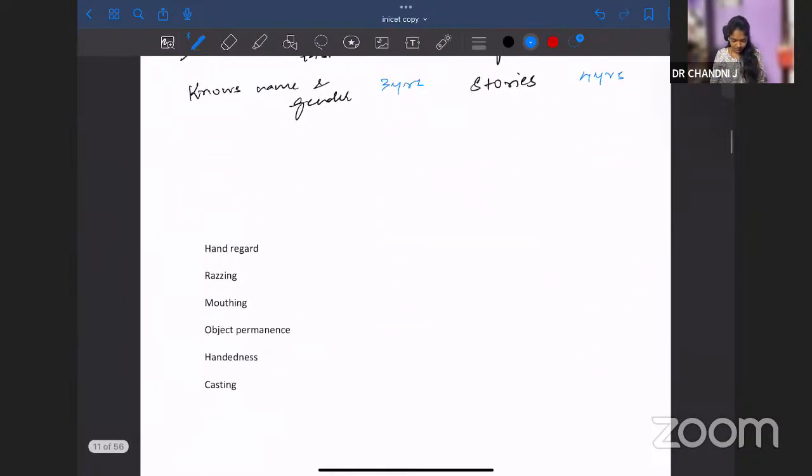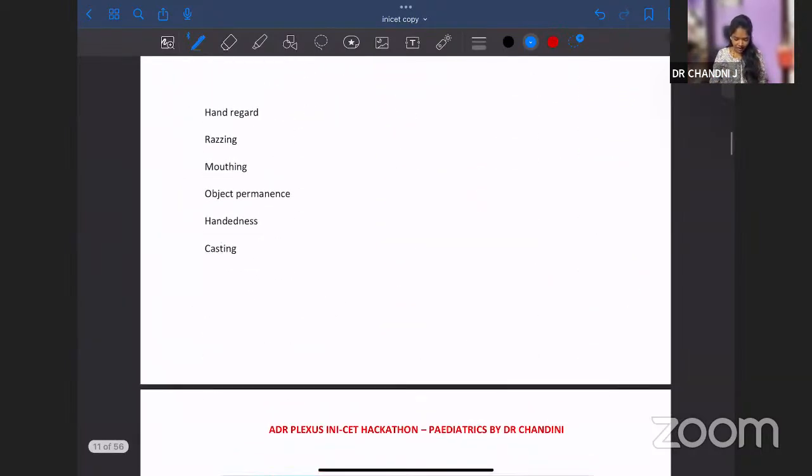Coming to hand regard, what is hand regard? The child will know that it has fingers and hands, and will start staring at its own fingers. That is called hand regard, by 4 months. What is razzing? It will start blowing raspberries like that. That is called razzing, by 5 months. Then mouthing. Whatever you give to the baby will be kept inside the mouth. That is called mouthing, around 6 months.